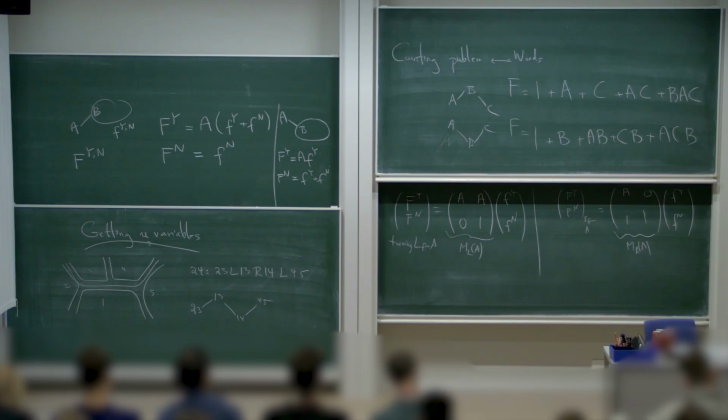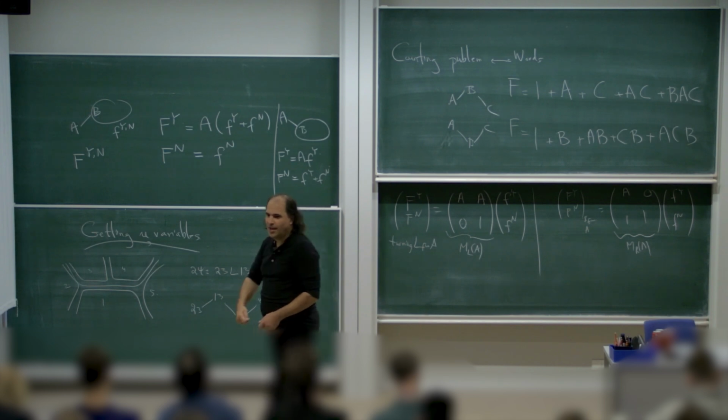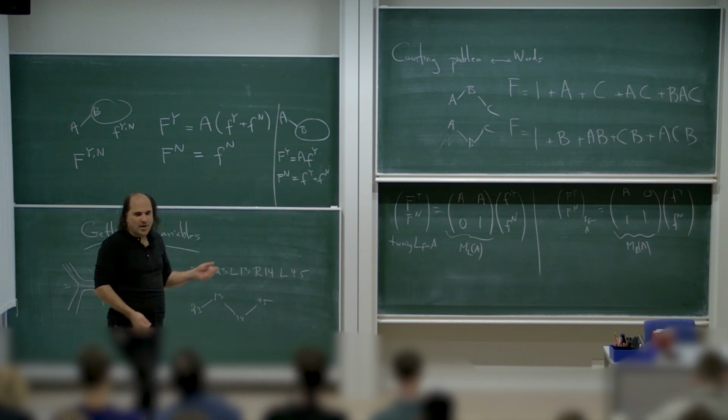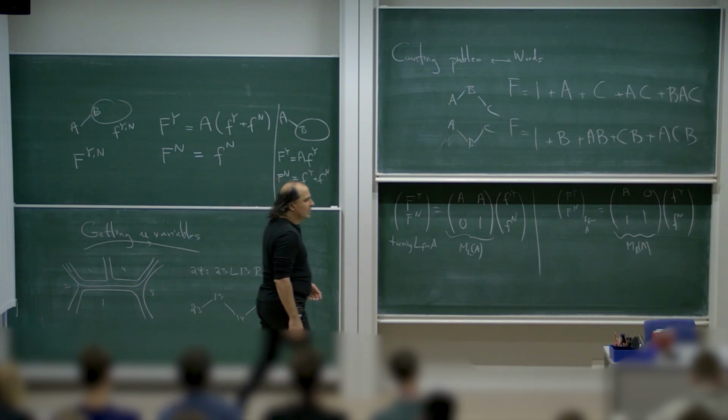And so this tells us how to build this F. I just take the product of these matrices as I go down the word, and then at the very end, I have f yes and f no. I can add them if I want to get the full f.